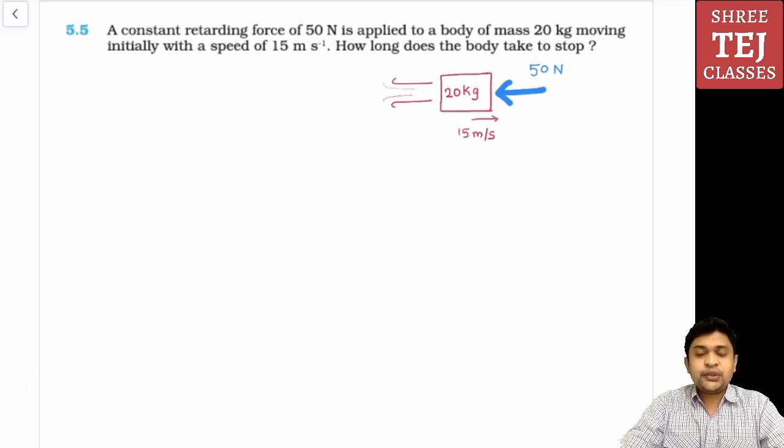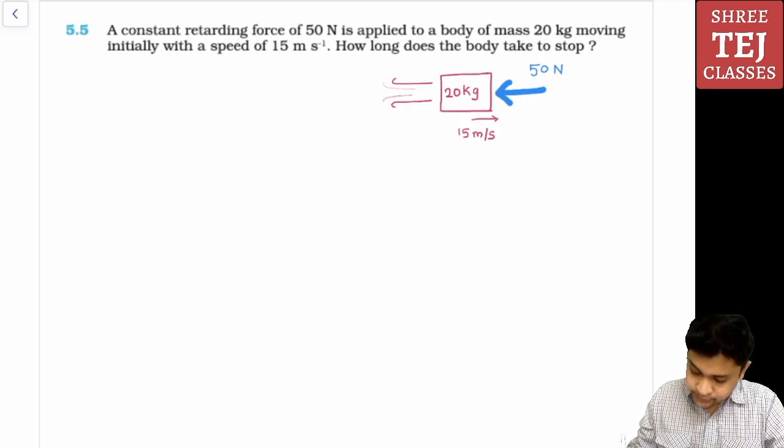Okay. So the initial problems are a bit easy, so we will go through them quickly. So question 5.5. A constant retarding force of 50 Newton is applied to a body of mass 20 kg moving initially with a speed of 15 meter per second. How long does the body take to stop?